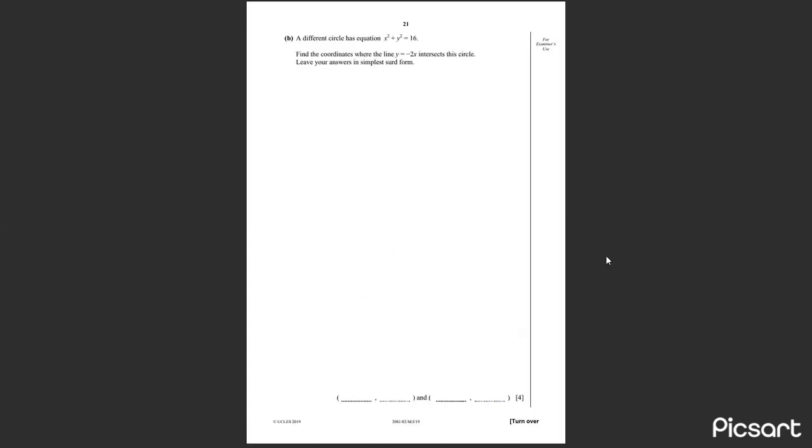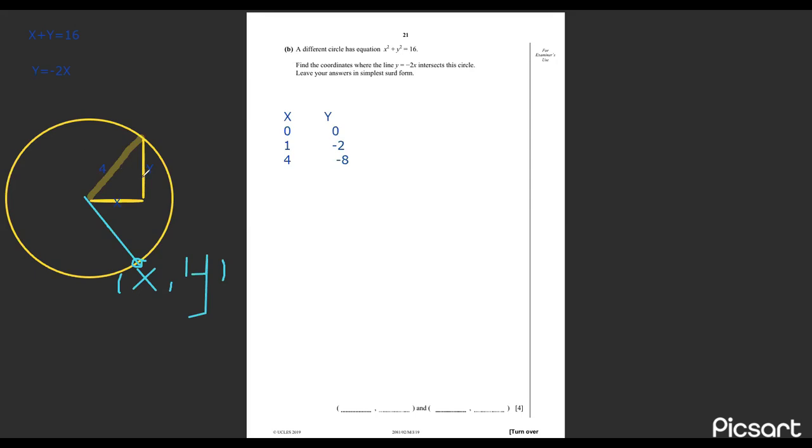Very good question here. A different circle has equation x squared plus y squared equal to 16. Find the coordinates where the line y equals negative 2x intersects this circle, leaving the answer in surd form. Here he said that y equals negative 2x. By substituting here into x squared plus y squared equals 16, we get x squared plus, instead of y, negative 2x, squared, is equal to 16, and that is the equation of the circle.